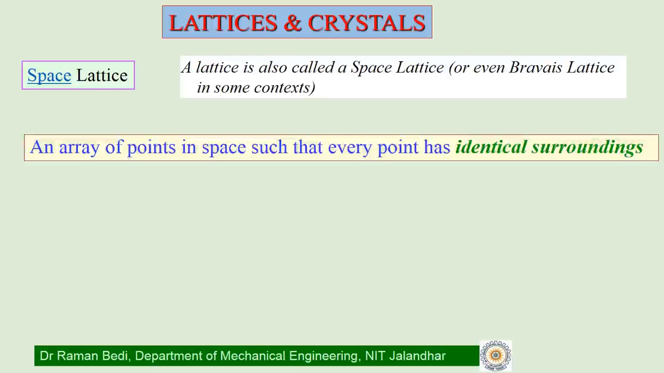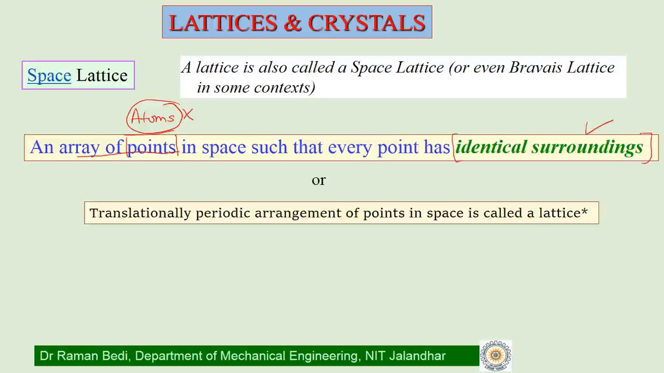Let us try to define lattice here. We define lattice as simply an array of points. Keep it in mind that I'm referring to points here. We are not referring to the term atoms for the time being. We are saying that a lattice is an array of points in a space with an understanding that each of these points has identical surroundings. So whatever points are there, they all have identical surroundings.